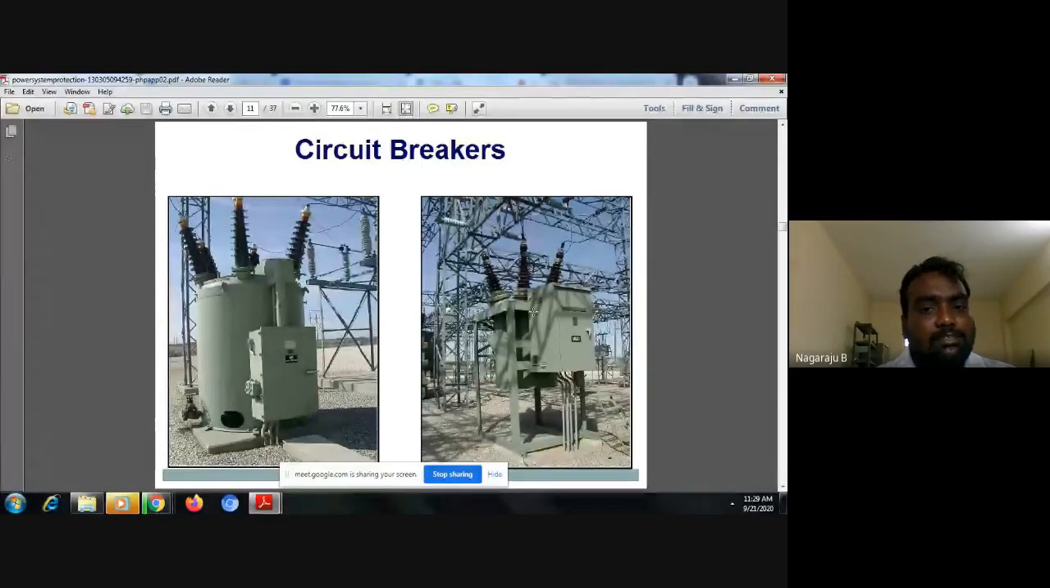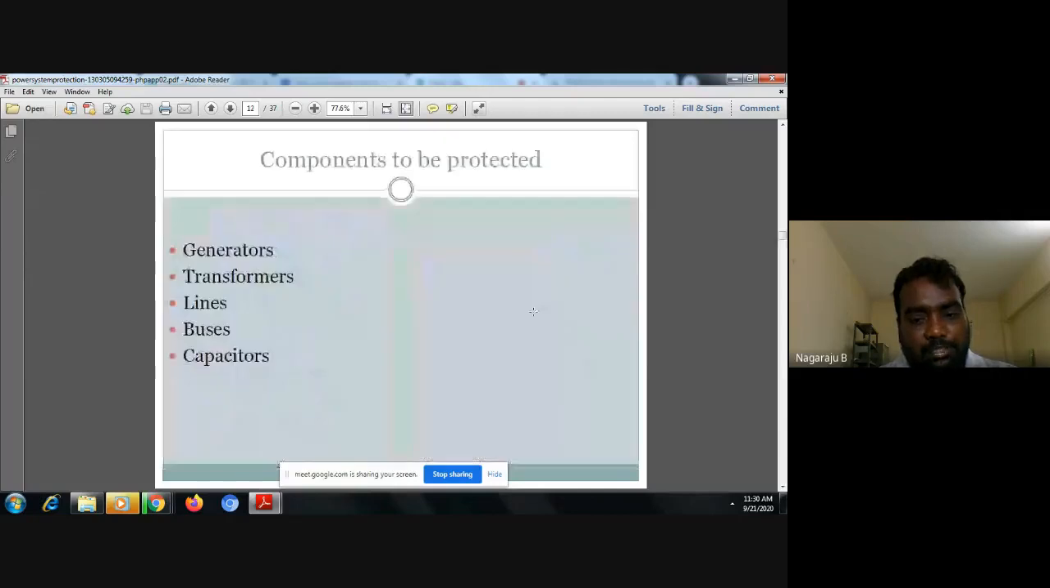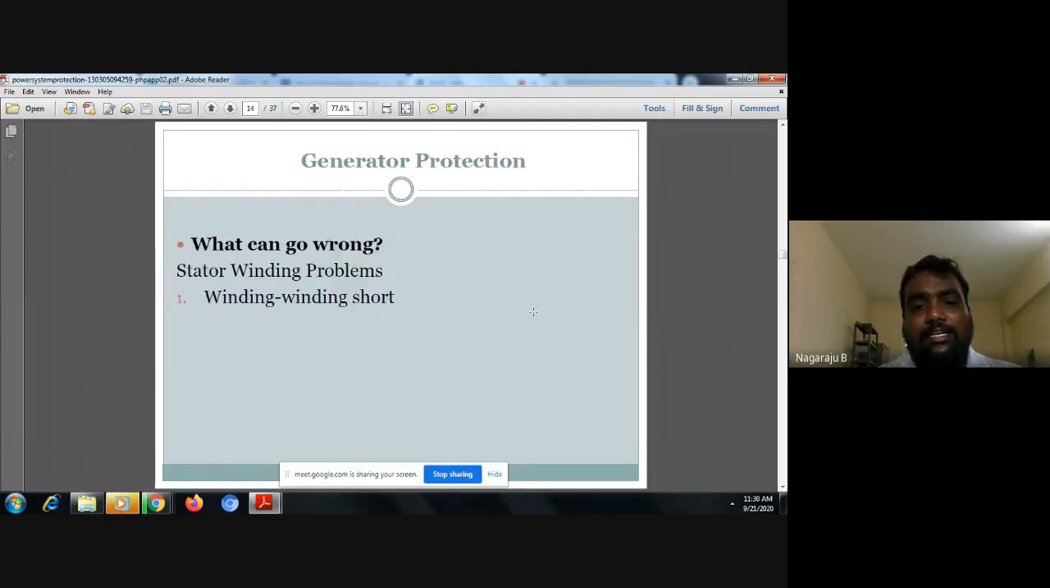Whenever you are going for the connection, first of all I will move to how we are protecting at the generating unit. After that I will move to the distribution side. The components to be protected, from the circuit breaker onwards, are generators, transformers, lines, buses, as well as capacitors. Generator protection deals with the winding short circuit. Short circuit of the winding you will get, and at that time you will have a problem.